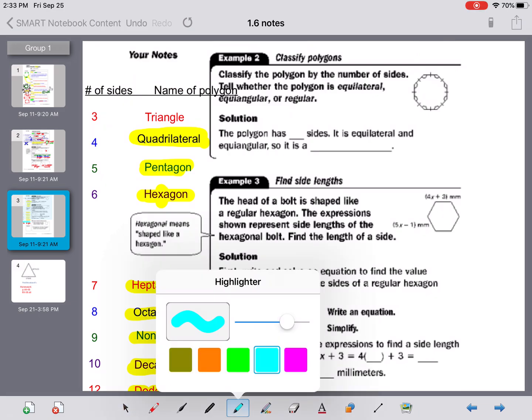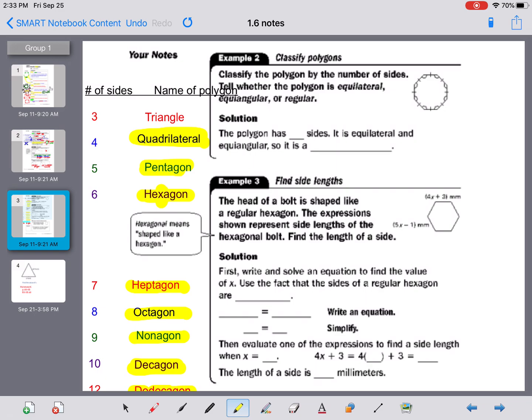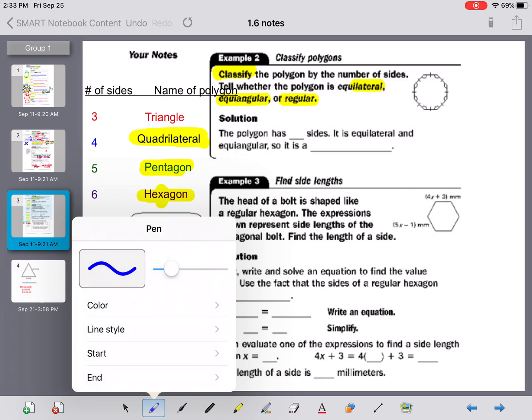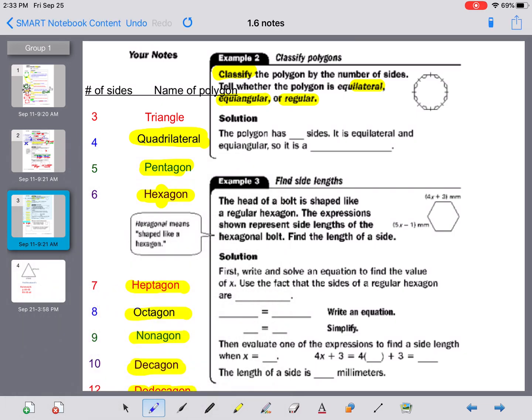What I want to point out here is when it says classify, anytime I see classify, that means I need to put it into a category. And in this case, I need to classify it by its sides. So I need to look at my list and say, because it has so many sides, what would we call this thing? And the other thing we're going to do is say if it's equilateral, equiangular, or regular. And let me give you a heads up. You can only use one of those answers. You may not use 2 or 3 of those answers in your answer choice. I want one of those words, okay?